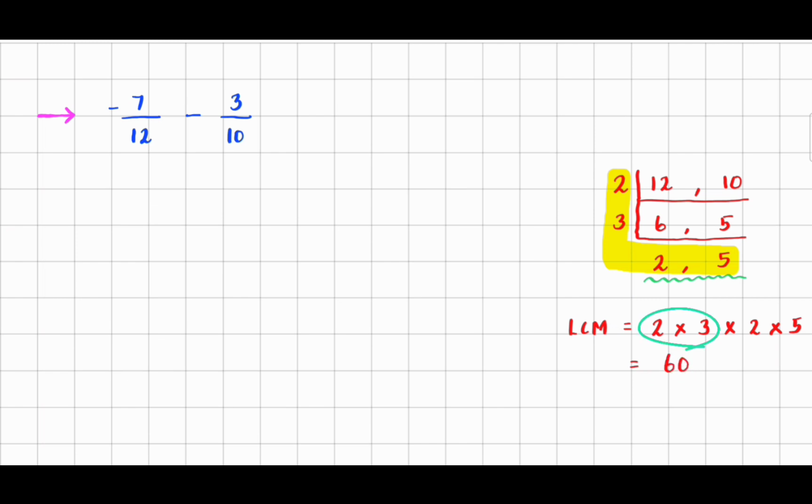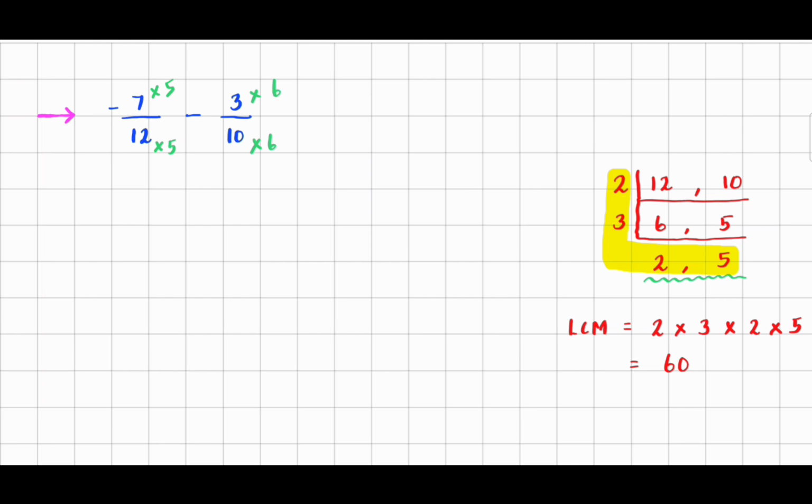Because 2 times 3 is 6, and that 6 times 2 is 12. Then that 12 times 5 is 60. Now we found the LCM. So here, let's try to make the denominators the same. When you multiply 12 by 5, you get 60. And then when you multiply 10 by 6, you get 60.